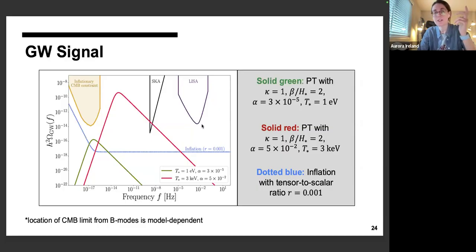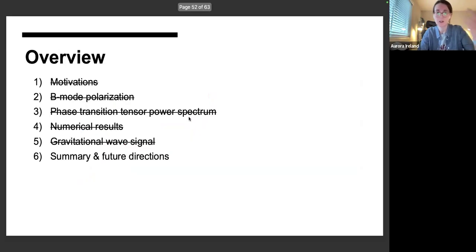What I mainly want to say with this is that this gives another way to break the degeneracy with the inflationary signal, because if you see a B-mode signal, but you don't see the complementary gravitational wave signal, then you can say it's inflationary.